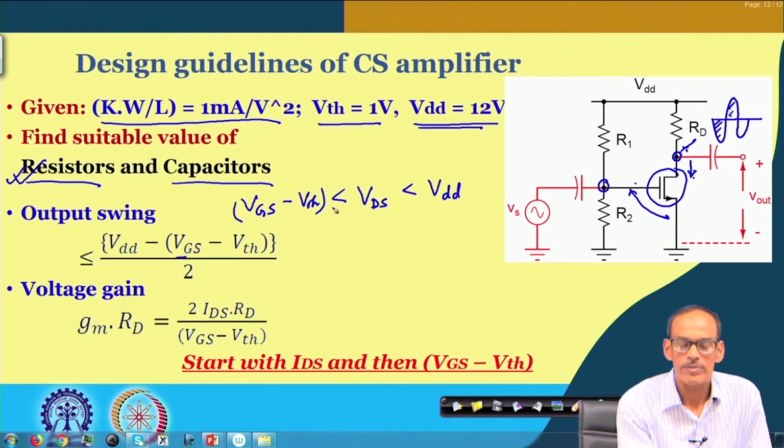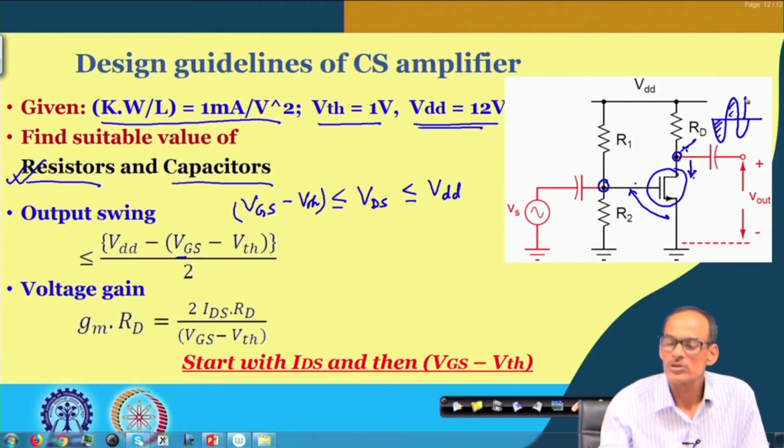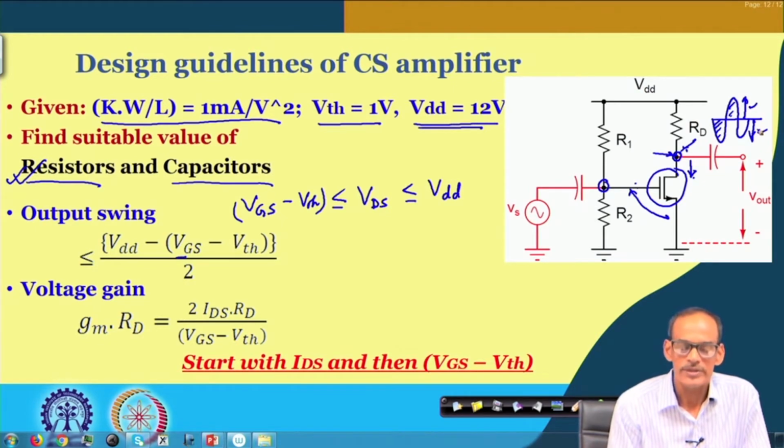And so, we may keep equality also, but at least we can say that the output voltage should be lying well within this range. For meaningful operation we want both the positive swing as well as the negative swing to be equal, and hence we like to keep the DC voltage at the drain such that we get both the positive side as well as the negative side equal, meaning the VDS should be in the middle of these two voltages.